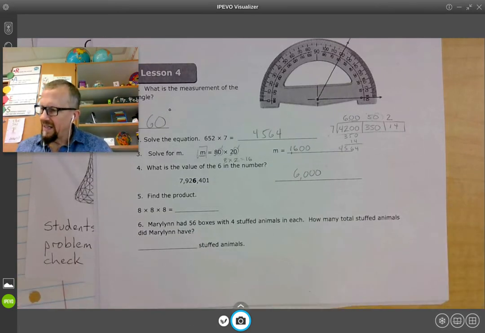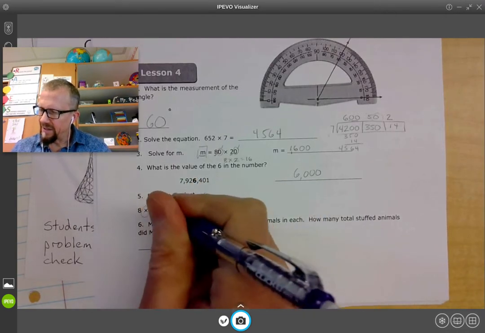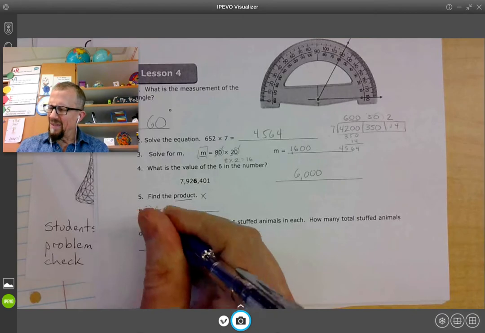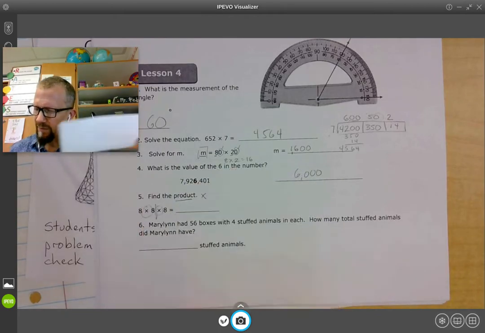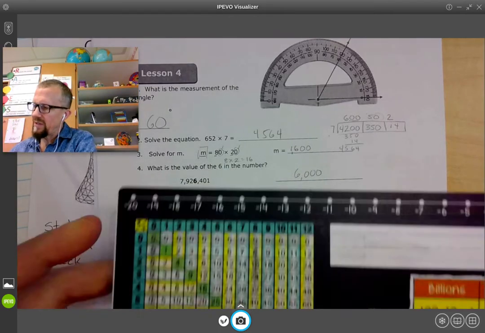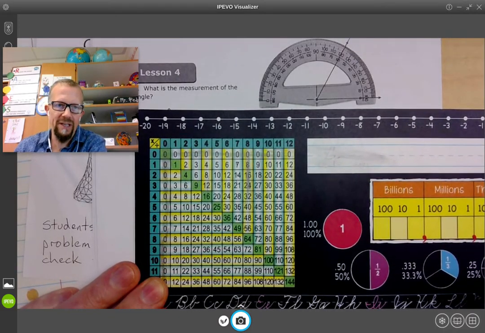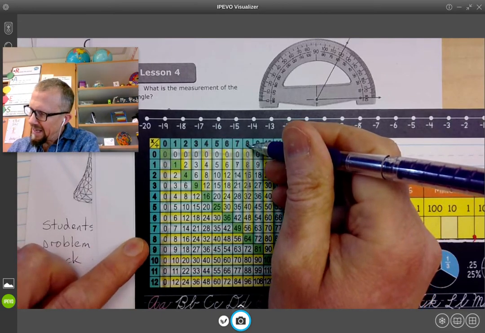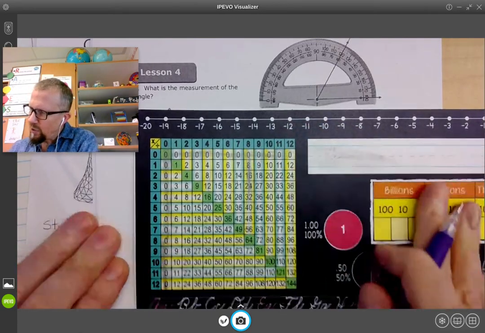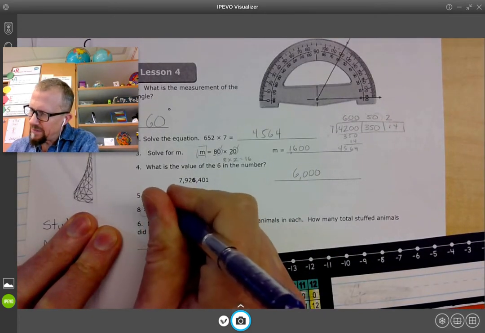Okay, number 5, find the product. Product means multiply. The hint here is that they're multiplying. And the weird thing about this is that there's 3 of the 8s. So I'm just going to start with the first 2. And I can use my multiplication chart. If you don't have one, these are available online. Just type in multiplication chart and you can see tons of them. So 8 times 8 is 64. And then I still need to times that other 8.